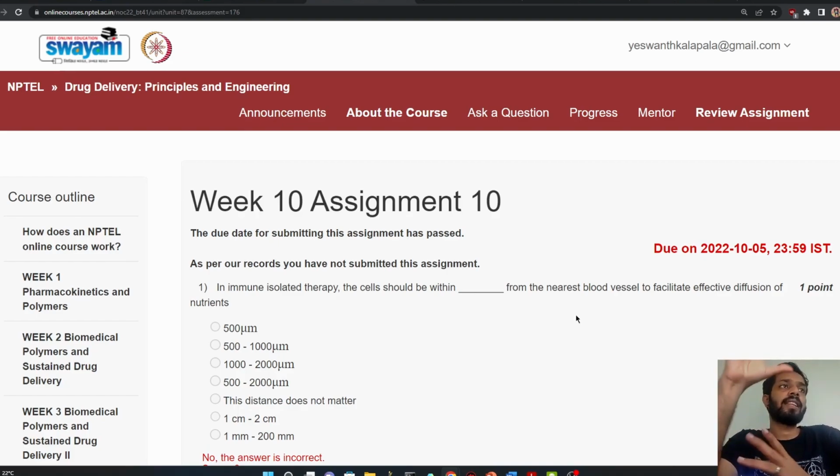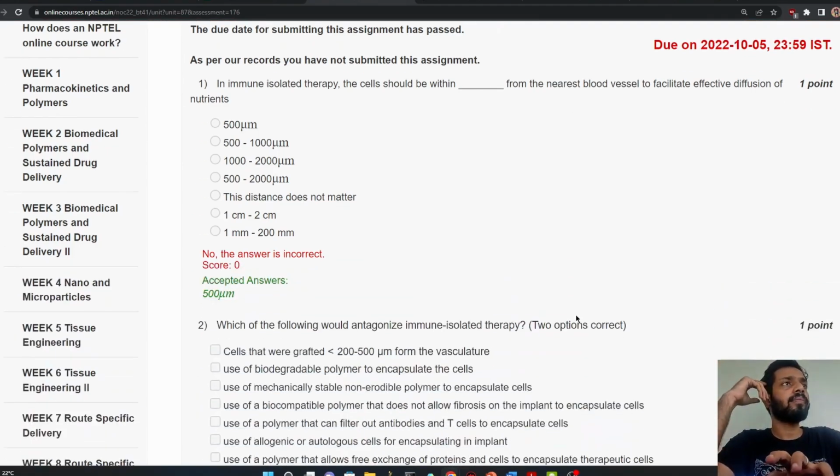Usually if cells are in the range of 10 to 50 micrometers, 500 micrometers is a reasonable distance for the cells to facilitate this diffusion.